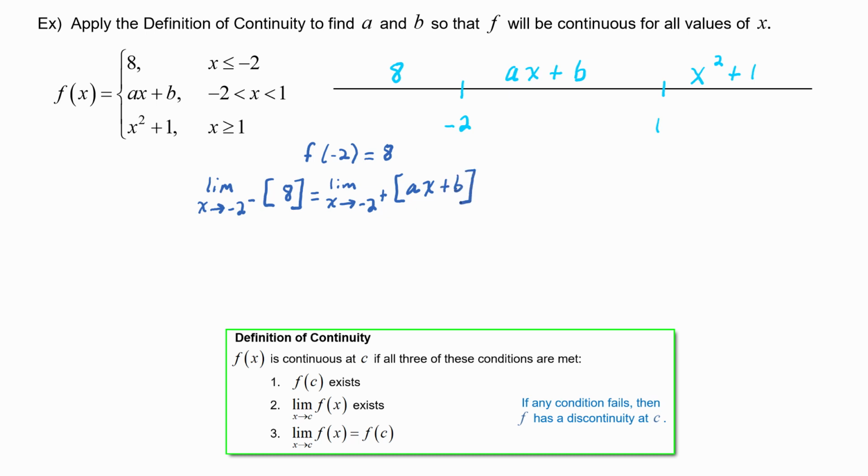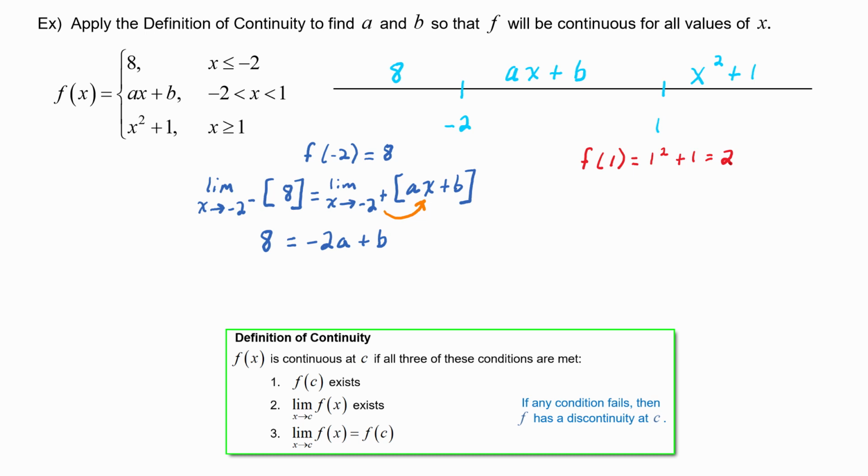Now we can evaluate both of these limits. This first one is just 8, and that has to equal. For this second one, we can do a direct substitution, and this is just negative 2a plus b. Now we need to do the same analysis over here at x equals 1. So f of 1, we know would get plugged into this bottom piece. 1 squared plus 1 is equal to 2.